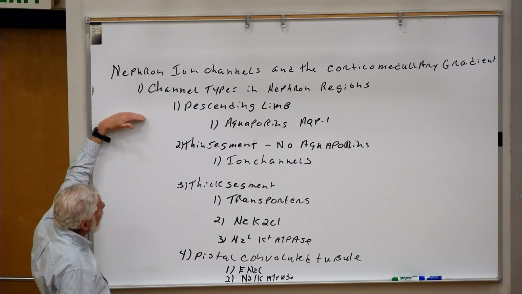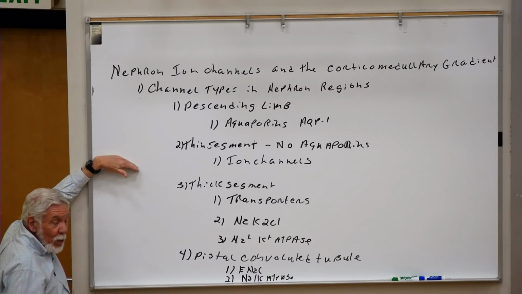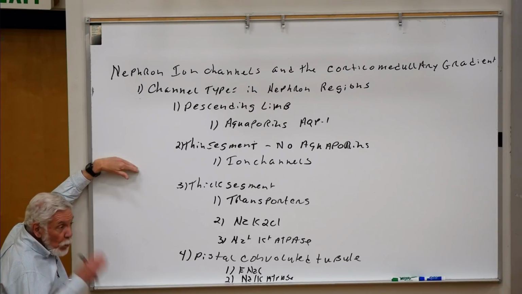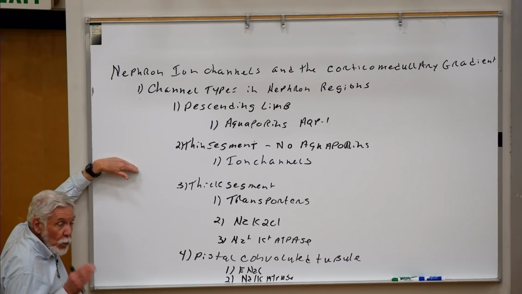And then we started talking about the idea that we could lay out a gradient such that it went from 300 milliosmoles in the cortex down to about 1,200 milliosmoles deep in the medulla. That was the corticomedullary gradient. We just put those numbers on the board. We didn't explain in any way how that corticomedullary gradient was generated. And that's what we want to try to do today.